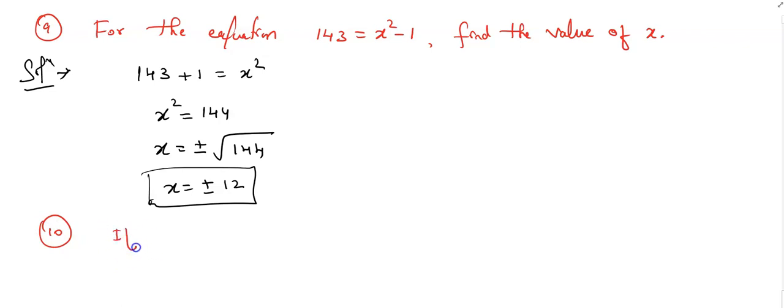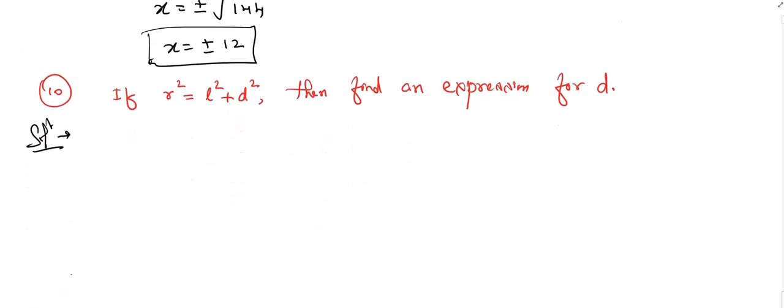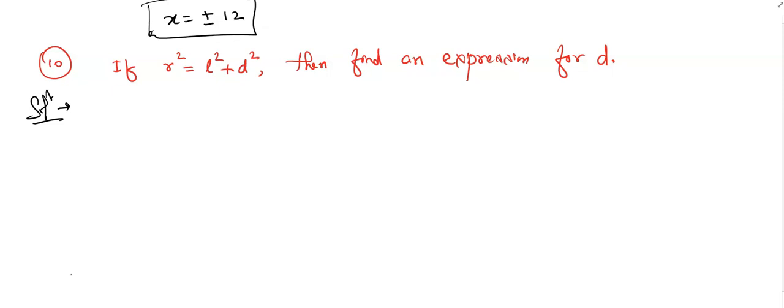Okay. If r square is equals to l square plus d square, then find an expression for d. Find an expression for d. Let me see children how to solve this. Now they are asking us to find d, right? So keep d term as it is, rest of the terms we shift to the other side.